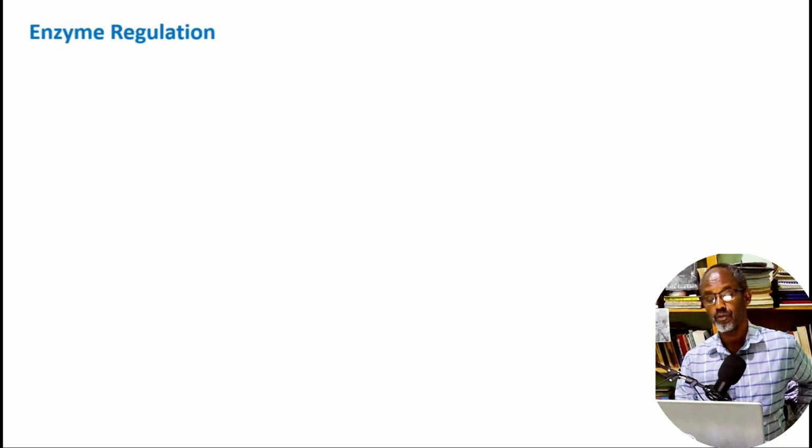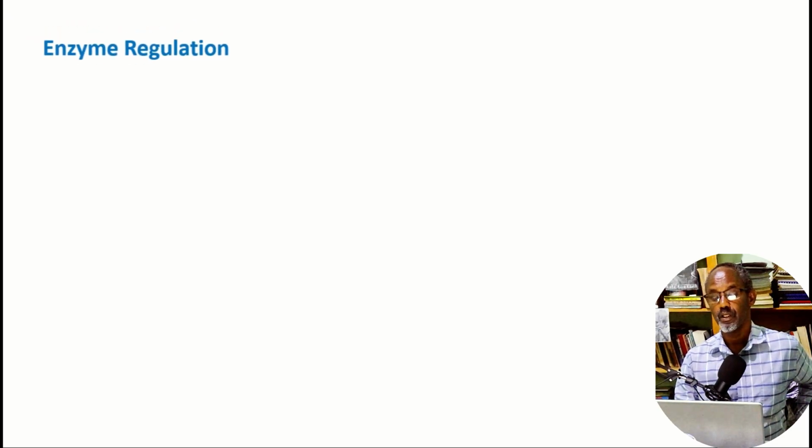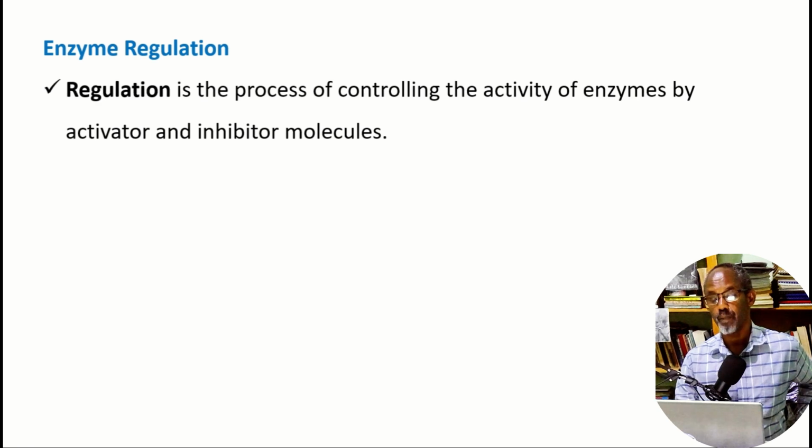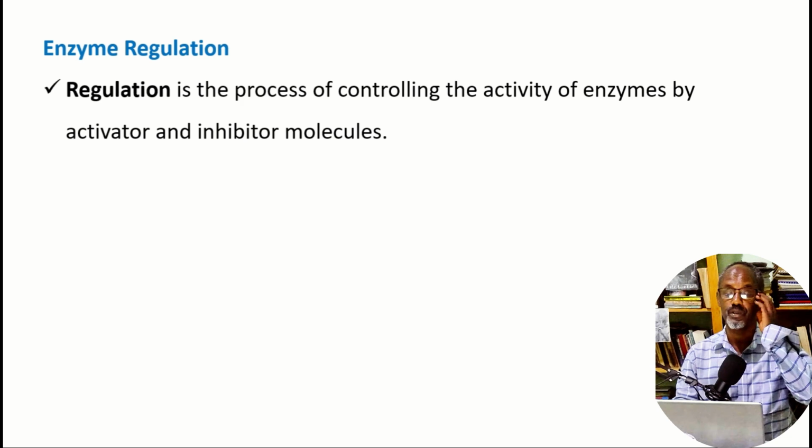Enzyme regulation. Regulation is the process of controlling the activity of enzymes by activator or inhibitor molecules. You see, the activity, the work of enzymes in the body should be regulated according to the need of the body. It should be on where the product is needed. It should be kept off if the product is not needed. Therefore, regulation refers to the process of controlling the activity of enzymes by activator or inhibitor molecules.